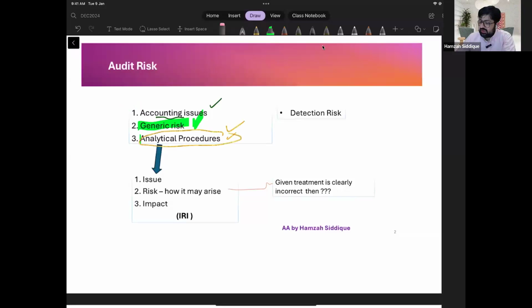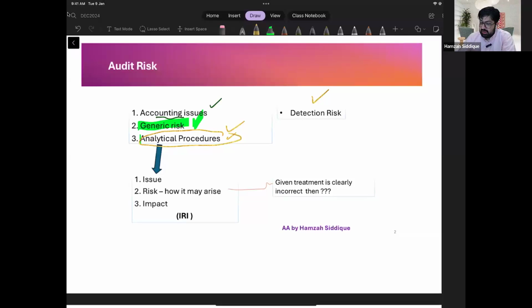And the fourth is detection risk. Of course, detection risk, for example, is when it is a new audit client. So the auditor may be facing detection risk, may not be able to plan and perform work properly. Now, how to solve it, how to discuss it?